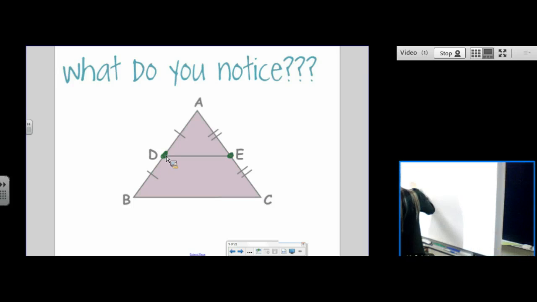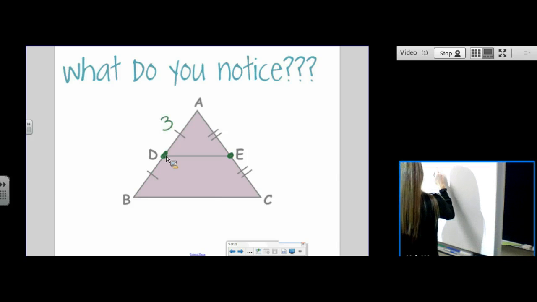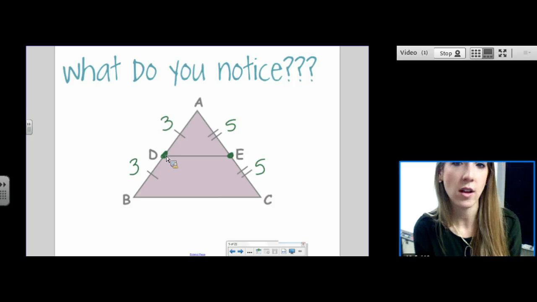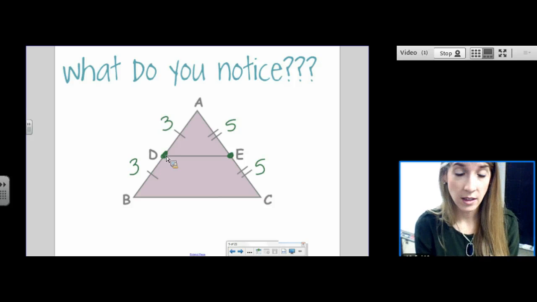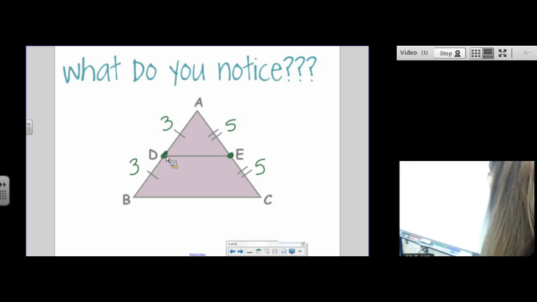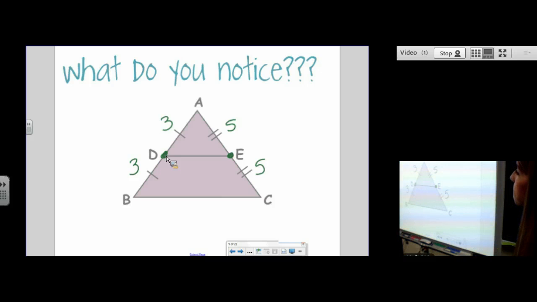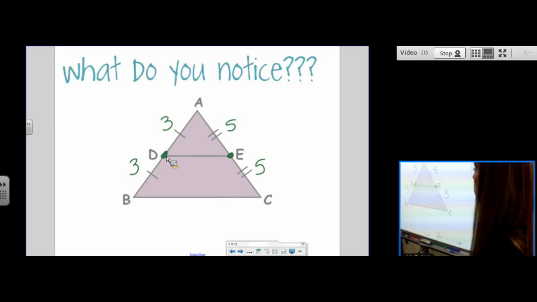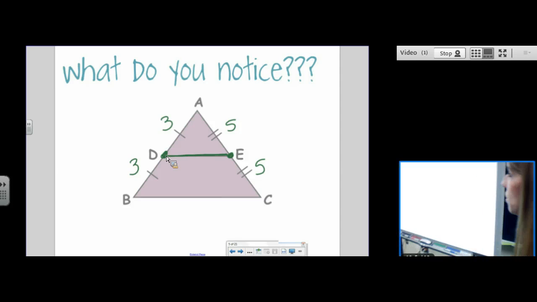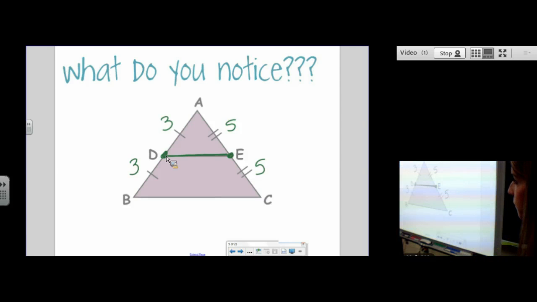For all we know, this could be 3, this could be 3, and this could be 5, and this could be 5. So I'm not telling you that this triangle is isosceles, right? In fact, it's probably not isosceles, okay? So we notice that D and E are both midpoints. So we notice that this segment is connecting two midpoints.